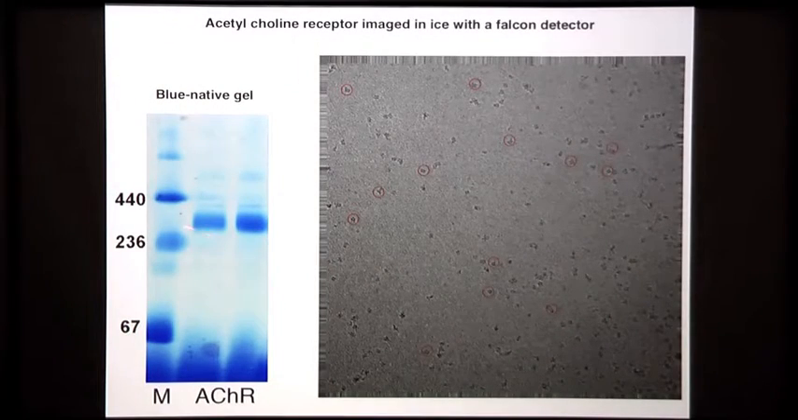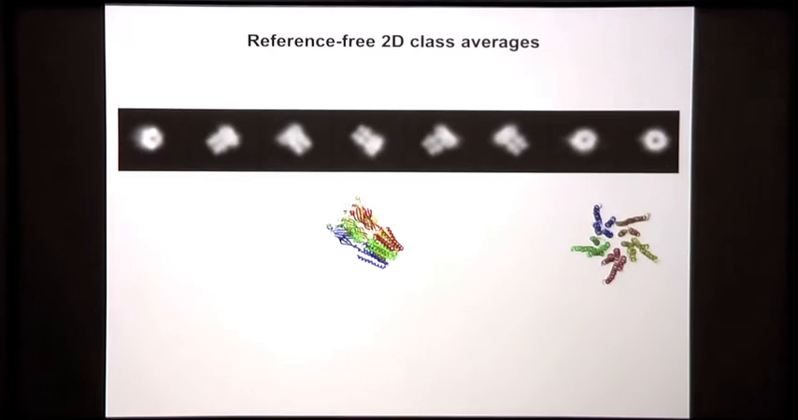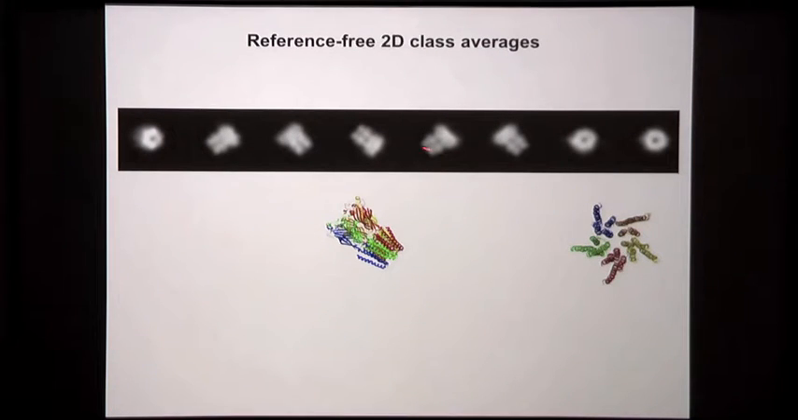So this gel showing a very nice band, a blue native gel showing the receptor in detergent, and then this is a Falcon image of the acetylcholine receptor. When compared to complex one, you can see how small it is. Then if I show you the reference-free class average, you can see that it looks more like the receptor. And then in the side view, you can see the detergent belt is very strong, and it's more like a featureless blob without any structure attached to it.